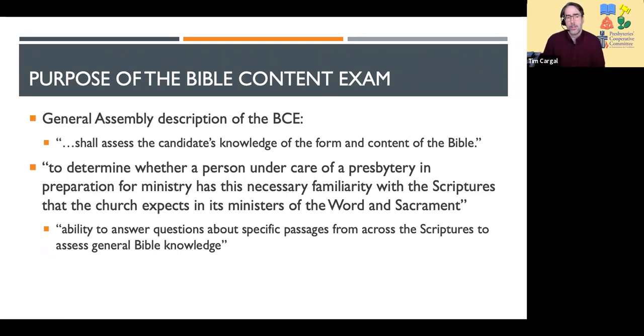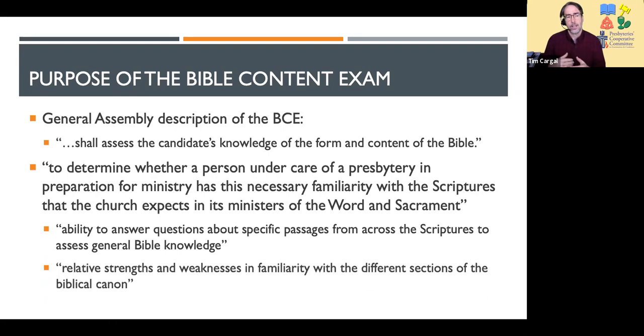The other thing that the PCC says is that this test, because of the way that it is structured, can also provide some insight into the relative strengths and weaknesses in familiarity with different sections of the biblical canon. So how you do on questions about the Pentateuch versus questions on the Gospels can give some insight to you and to your supervising committee with your presbytery into how likely it is that you know more about the Pentateuch or more about the Gospels.